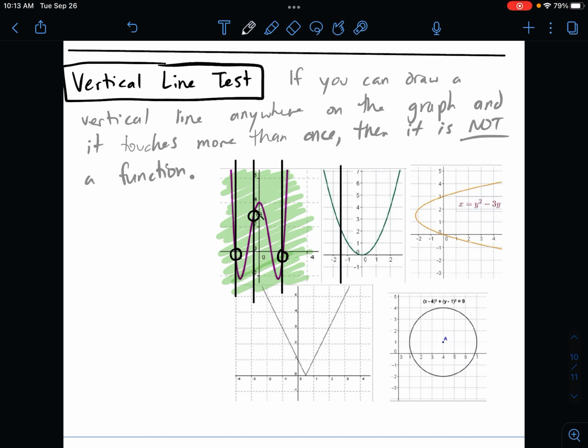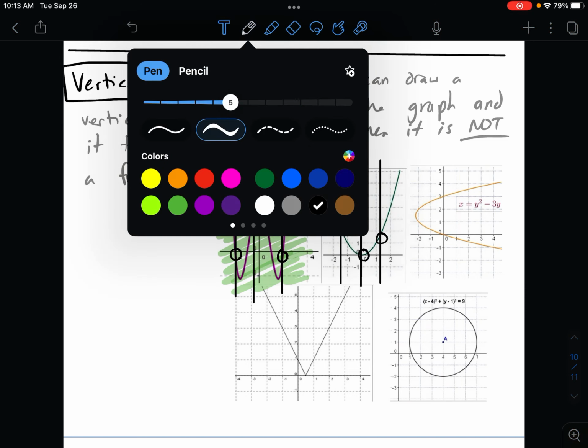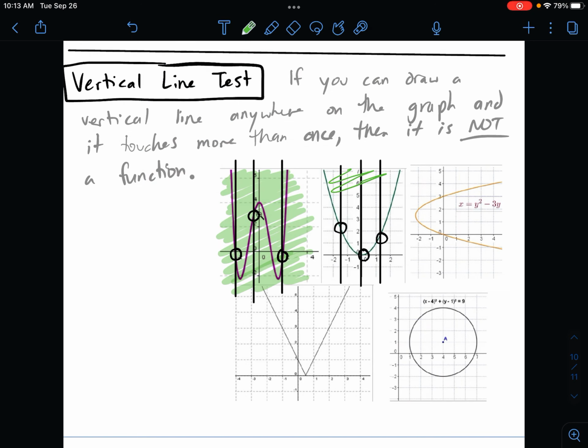And then the second one I do, again, no matter where I draw this vertical line, if I draw it over here, if I draw it right down the middle, it doesn't matter, right? Crosses the green once there, crosses the green once there, crosses the green once there. There's no way I can draw a line that would cross twice. Therefore, this is a function. All right, so that's also a yes.